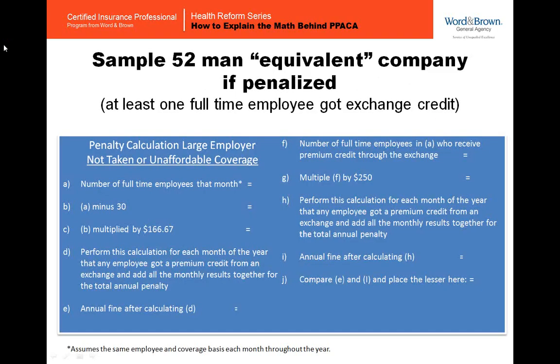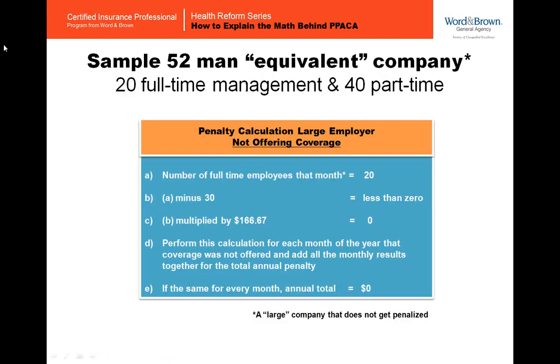Well, we have that 52 life company we just talked about. The left-hand side is going to be identical to the slide we just saw. 20 less 30, 0, and 0.